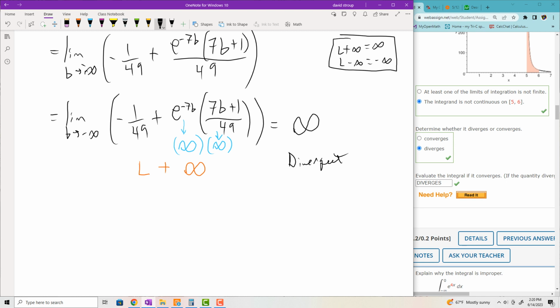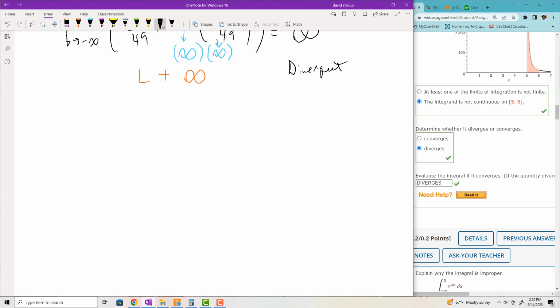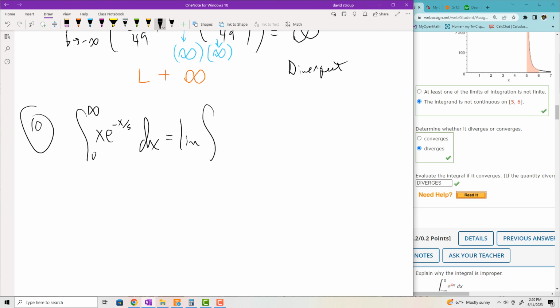Okay, let's look at another one that's really, really similar. Number 10, it has that infinite part in the top limit, but it's the same kind of integration by parts spiel. As usual, you drop the upper limit and replace it with a variable, and then take the limit as b goes to infinity.